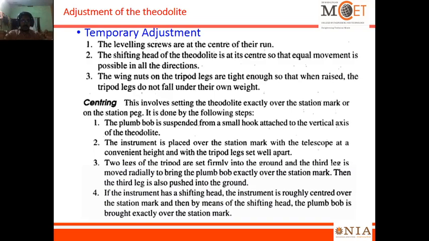We have to adjust the tripod and the total setup such that the plumb bob must coincide with the peg where we have to center. If the instrument has a shifting head, the instrument is roughly centered over the station mark, and then by means of the shifting head, the plumb bob is brought exactly over the station mark. This is the centering.